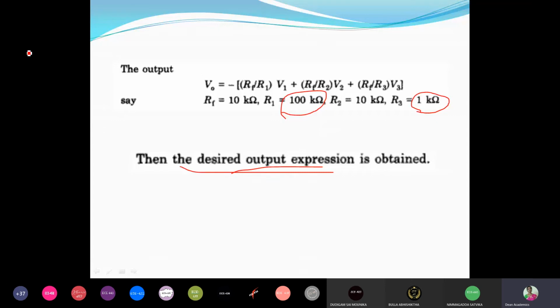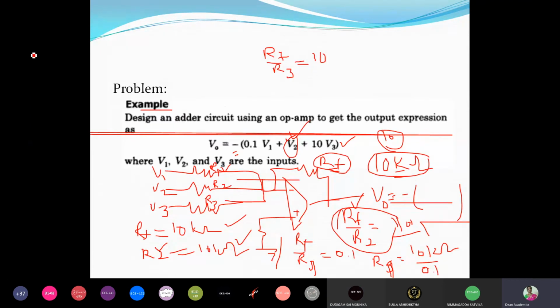I want to give you another problem actually. Shall I give you another problem? Yes, ma'am. Okay. We'll do many other problems also. I think one of you can tell me the output expression. Let us just modify the output expression and all of you can draw the circuit.